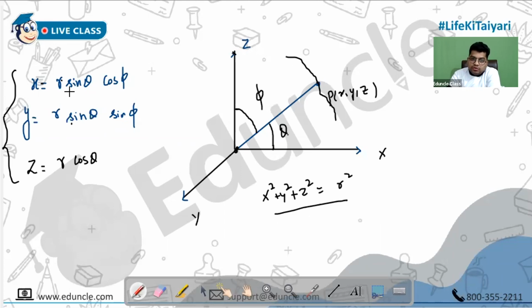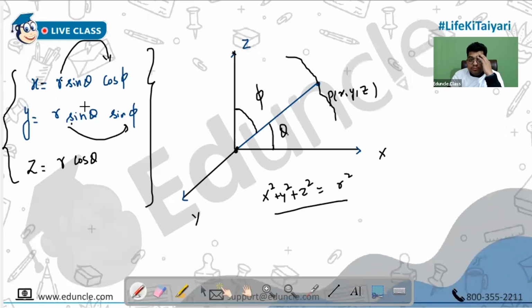So x equal to r sin theta cos phi, you have to remember this one, and y is equal to r sin phi multiplied by sin theta, and z is equal to r cos theta. You have to remember then x square plus y square plus z square is equal to r square.